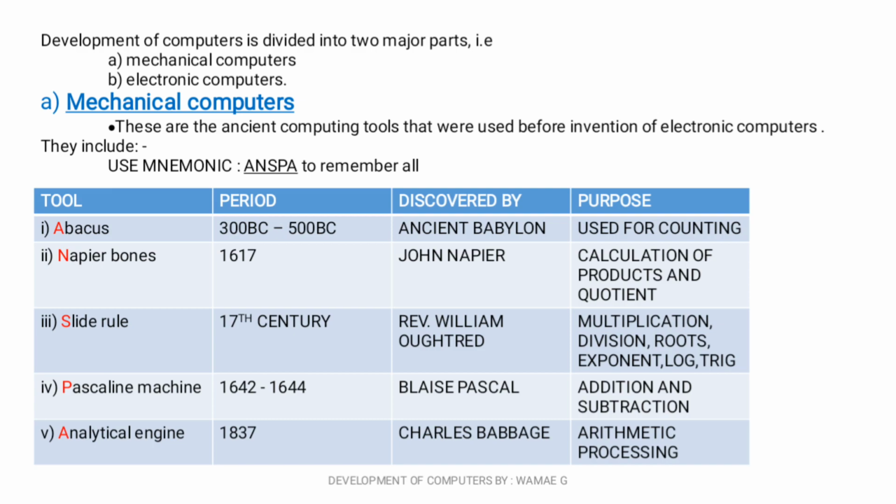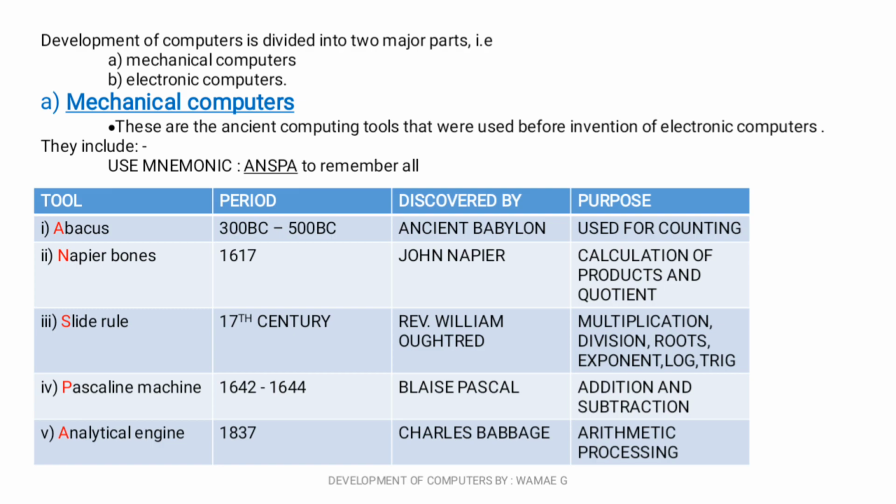Napier bones, discovered in 1617 by John Napier. In fact, it is named after John Napier. That's why it is called Napier bones. The purpose is calculation of products and quotients. When I talk about product, I am talking about multiplication, and quotient is division. It was only for those two purposes, multiplication and division.